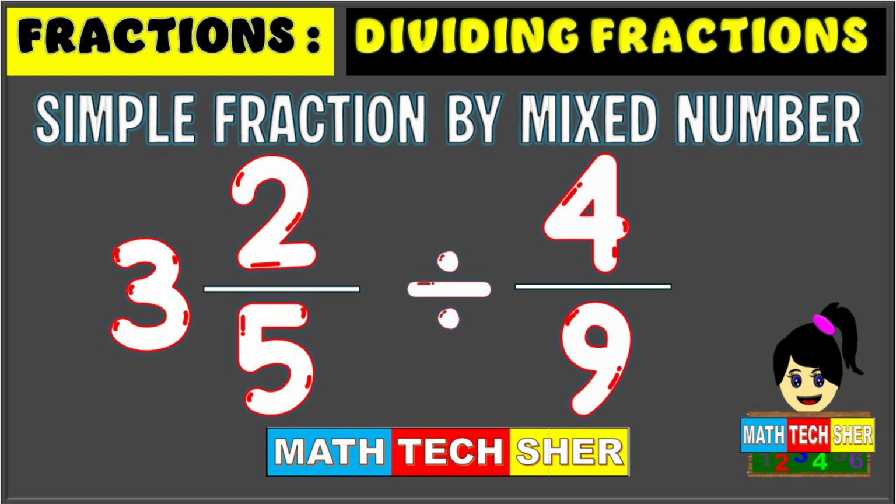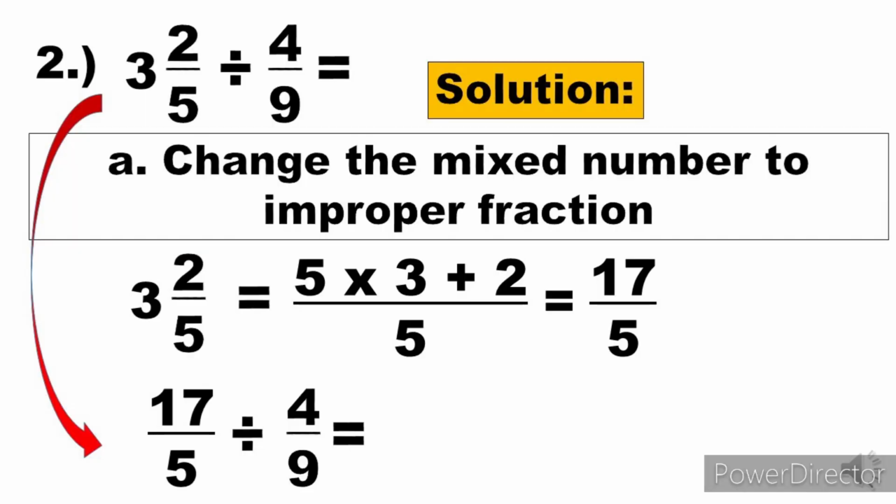In this video, we are going to study how to divide fractions, simple fraction by mixed number. Mixed number 3 and 2/5 divided by 4/9. Okay, so this is the solution. First is to change the mixed number to improper fraction.